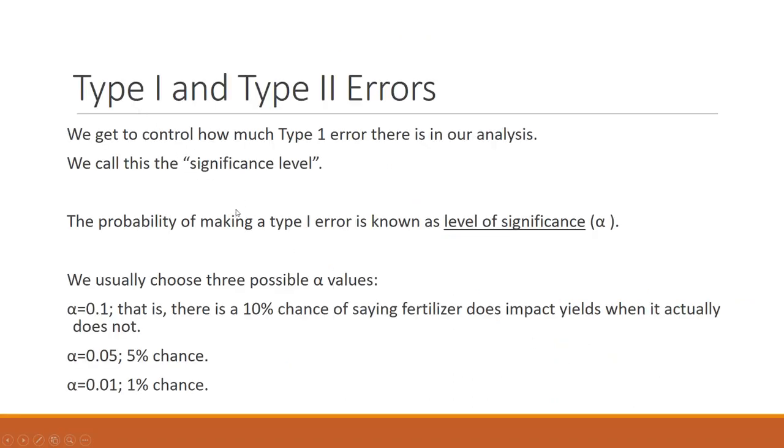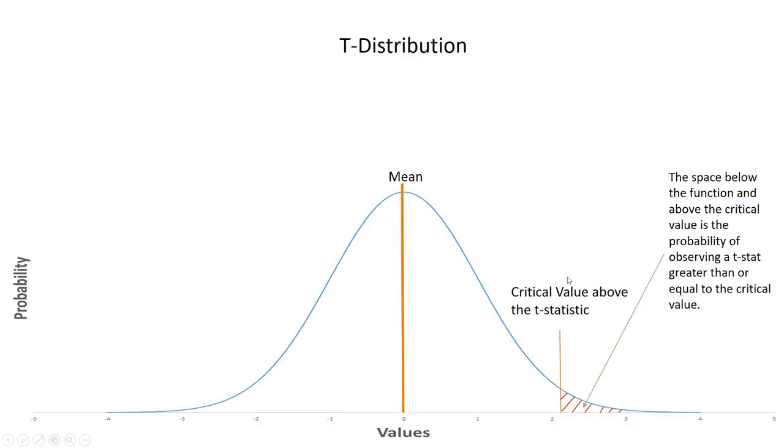So we get to control how much type 1 error there is in the analysis. We call this the significance level. The probability of making a type 1 error is known as the level of significance, or we call it alpha. That means the area here above the critical value is alpha. It's the probability of committing a type 1 error. That is the probability of finding a t-statistic above the critical value if the null hypothesis is true.